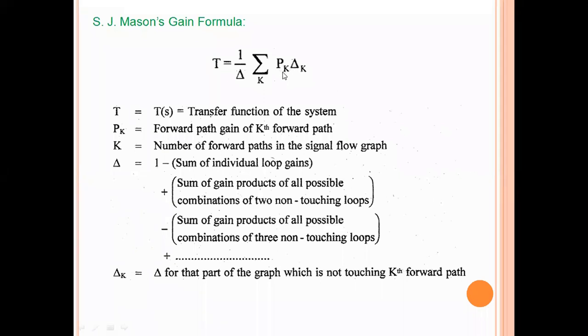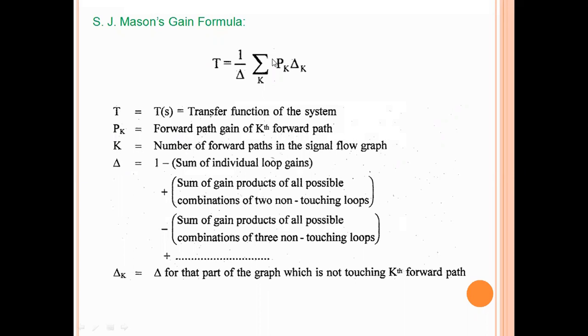What is k here? k represents the number of forward paths that we have in the signal flow graph. We know what a forward path is, right? A forward path has to start at the input node and end at the output node, and it will not come across a single node more than once. That is the condition. So we have to determine the number of forward paths so that we can get the k value.